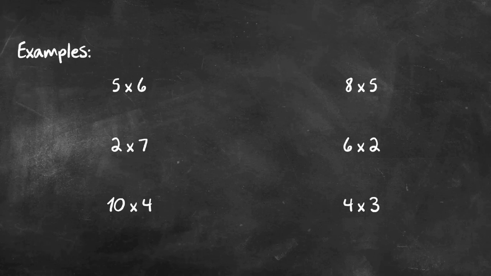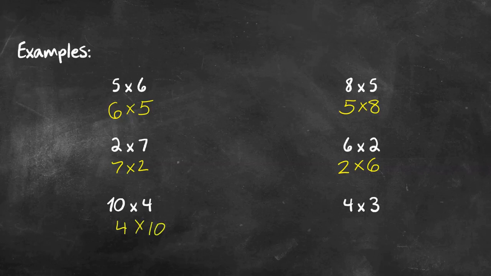We have this problem, 5 times 6. If I want to write a related fact, I'm just going to switch those factors, and it's going to become 6 times 5. Over here, 8 times 5, the related fact is 5 times 8. 2 times 7, the related fact is going to be 7 times 2. 6 times 2, we're going to write that as 2 times 6. 10 times 4, we're going to write that as 4 times 10. And 4 times 3, we'll write that as 3 times 4.